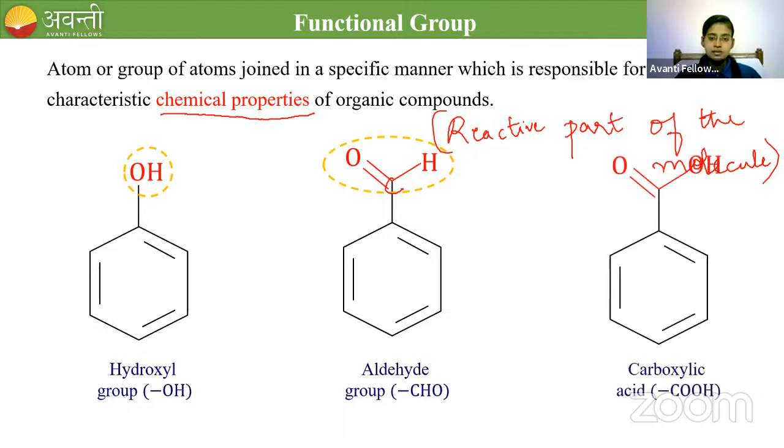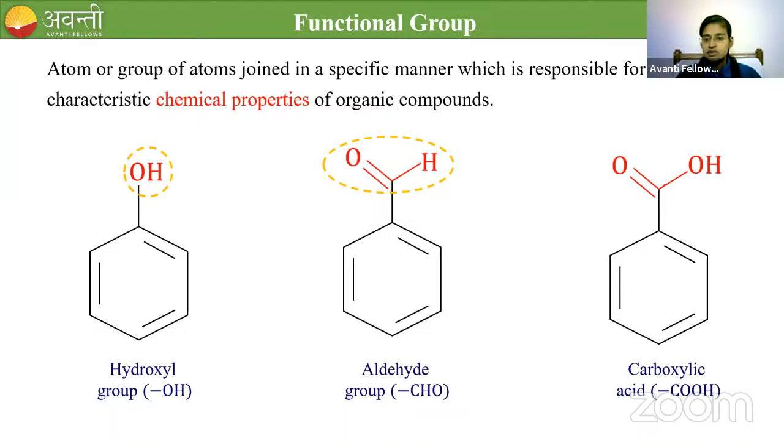In the third molecule, we have COOH, which is called carboxylic acid. So the alcohol or hydroxyl group, aldehyde group, and carboxylic acid group are some examples of functional groups in which the reaction will occur. The chemical property of a compound depends upon its functional group. We will study some more functional groups in the upcoming slides.